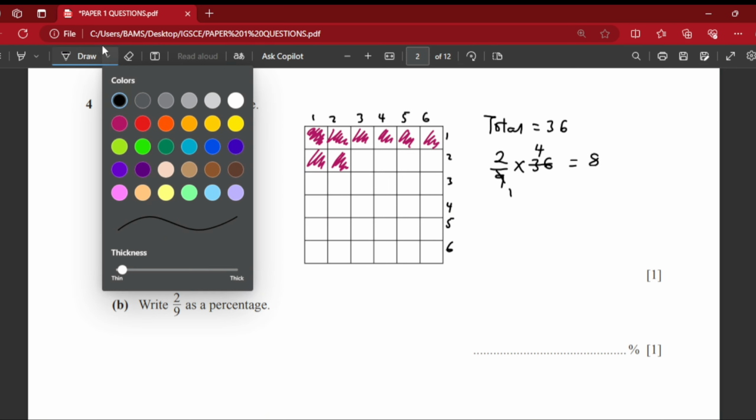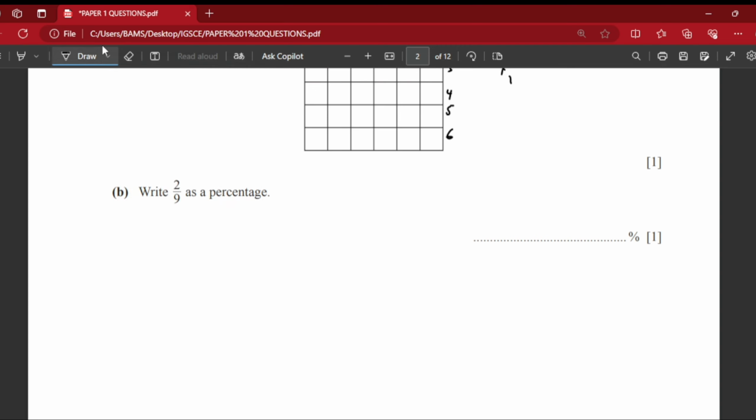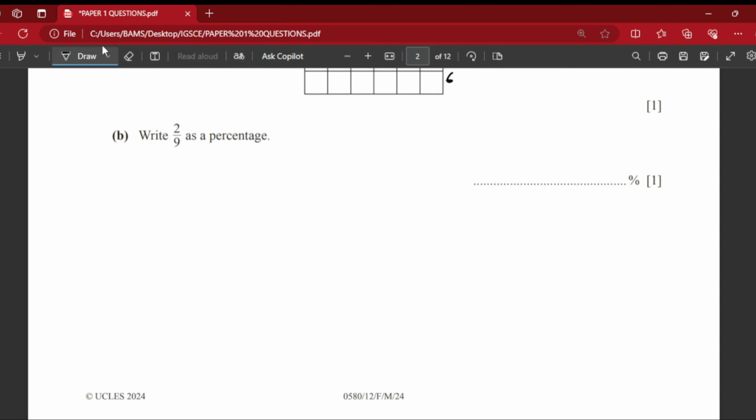Okay, so moving on to what is 2 over 9 as a percentage. Now just normal calculations. 2 over 9 as a percentage will just be 2 over 9 times 100. Just convert down to percentage. So to solve that, you can just use your calculator to do your calculations. Your answer should be 22.2%. And that's just it basically.